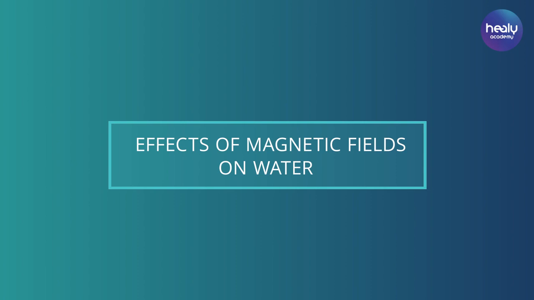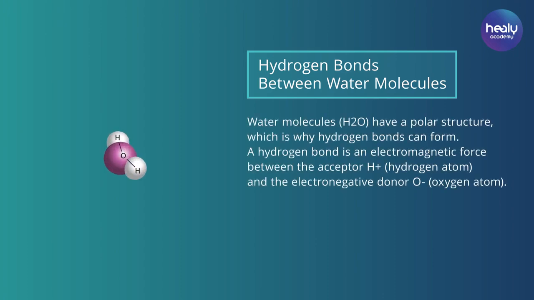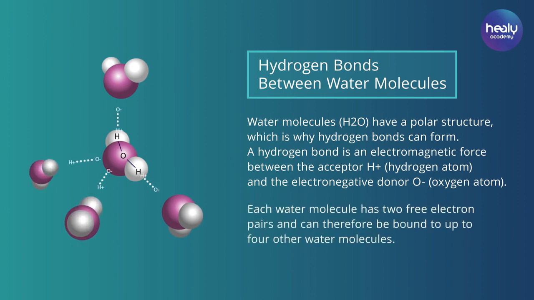Water. Effects of magnetic fields on water. A very prominent example of the influence of electromagnetic fields is in connection with water molecules. Hydrogen bonds between water molecules. Water molecules consist chemically of one oxygen (donor) atom that has a negative charge and 2 hydrogen atoms (acceptors) which have a positive charge. Because of this polar structure, the water molecules are able to form hydrogen bonds. This structure lends them remarkable electrochemical properties.